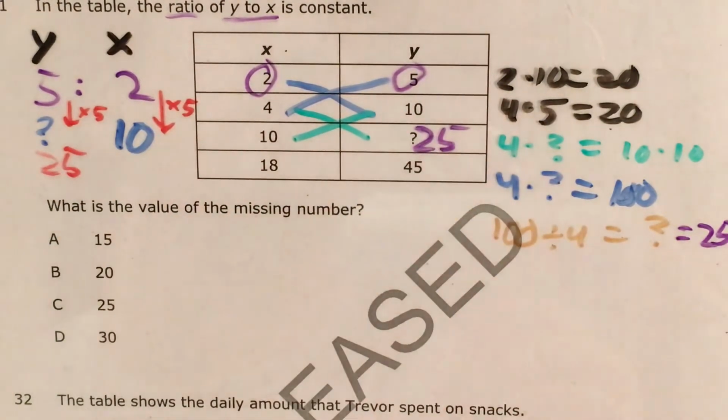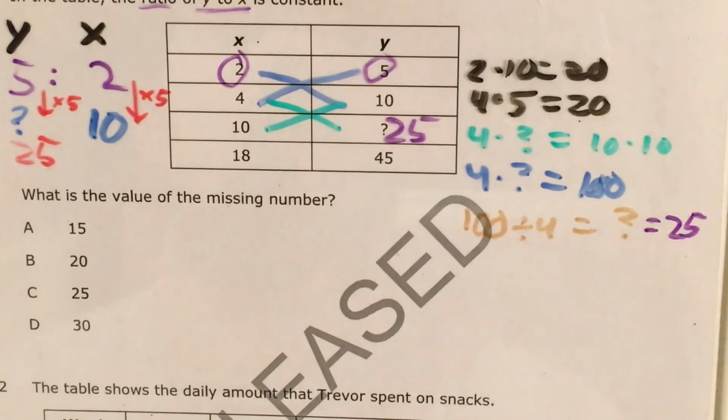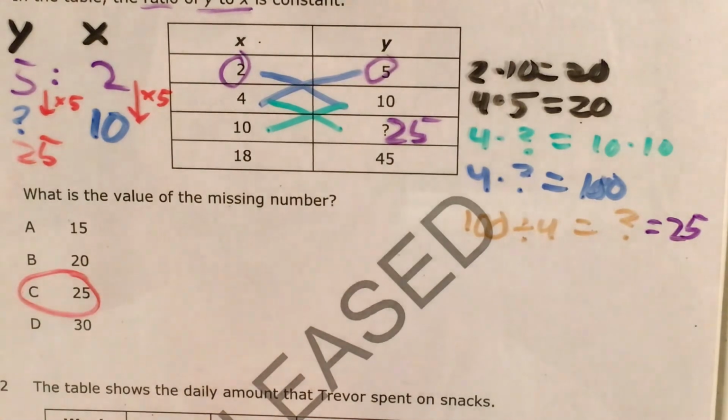So either method gave us the same answer, the answer of 25, and I go to my answer choices and I see that that is choice C. And that's it. That's all we need to do.